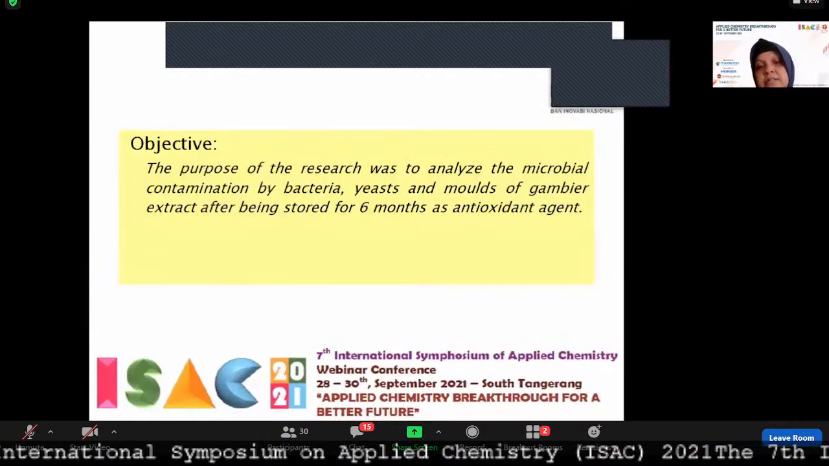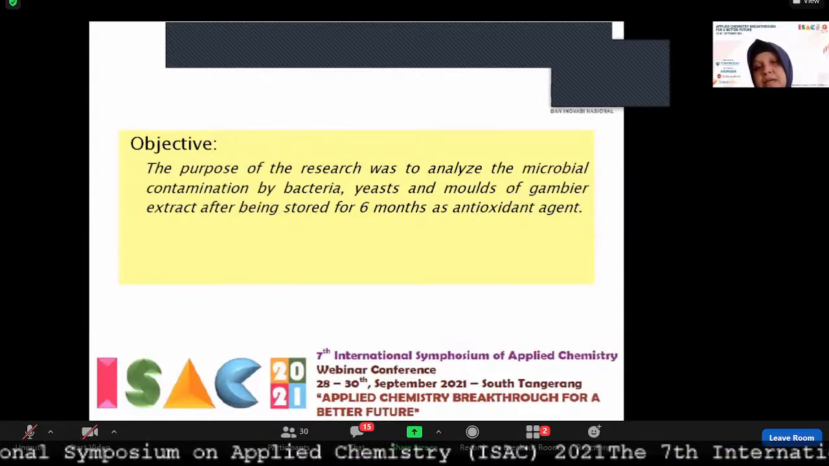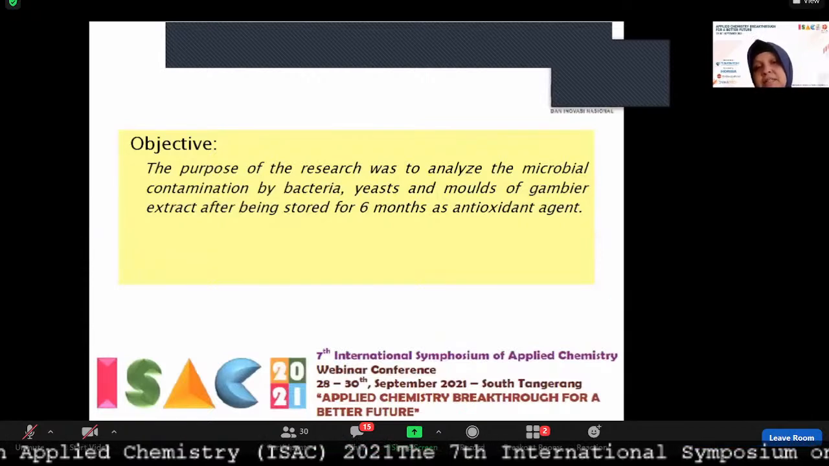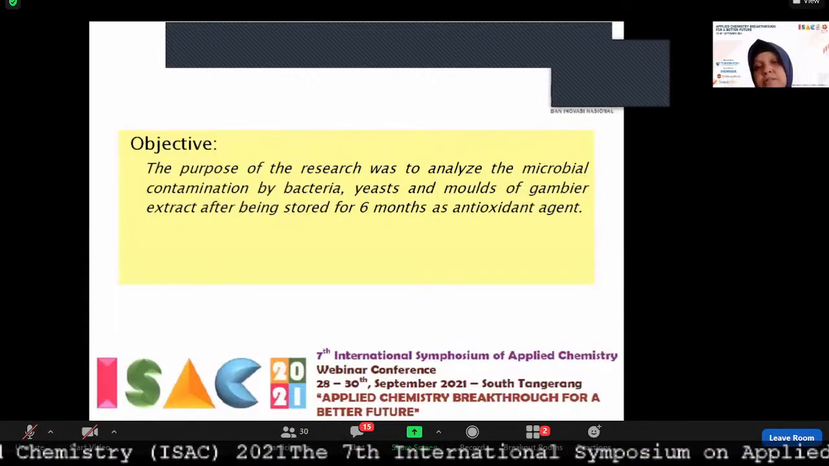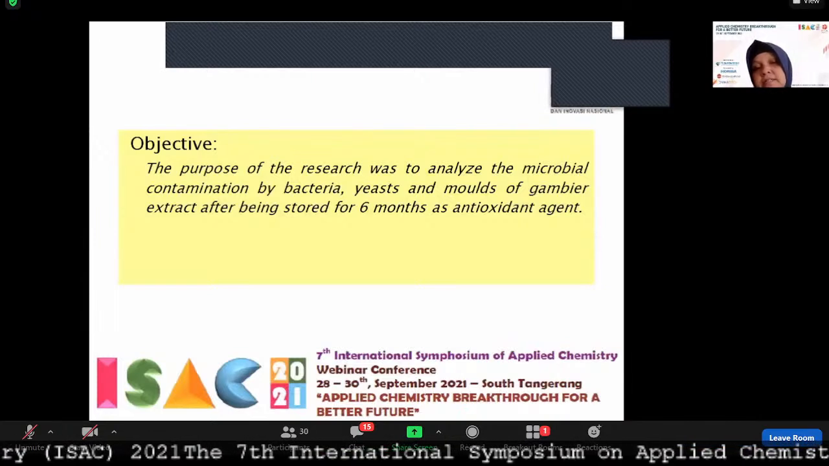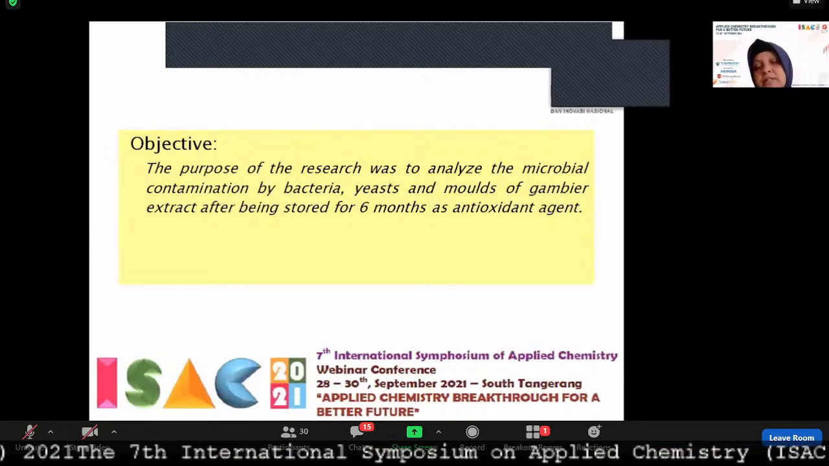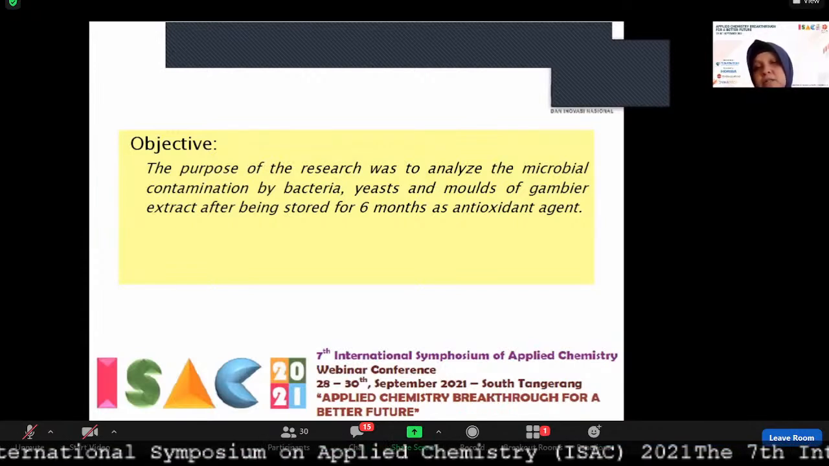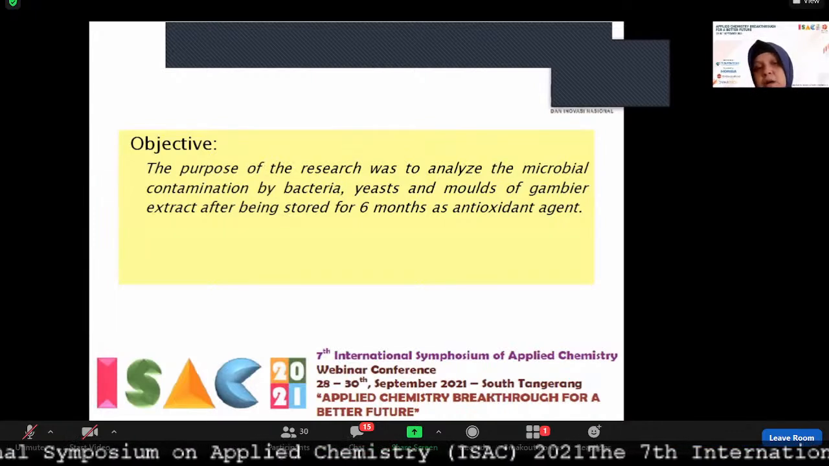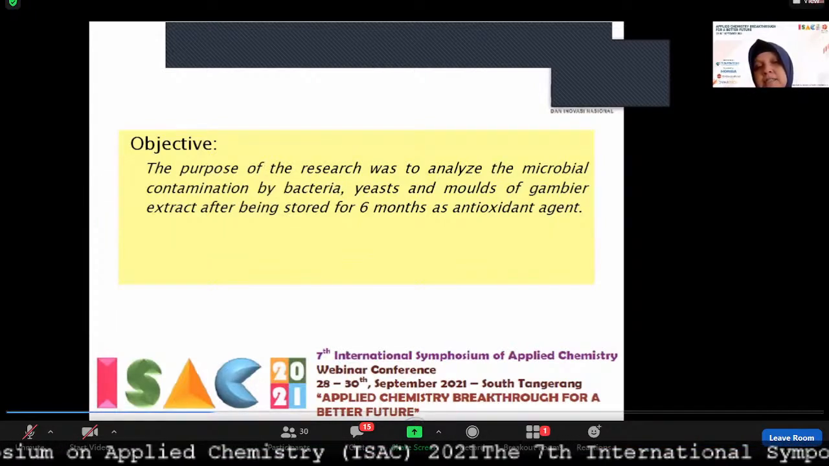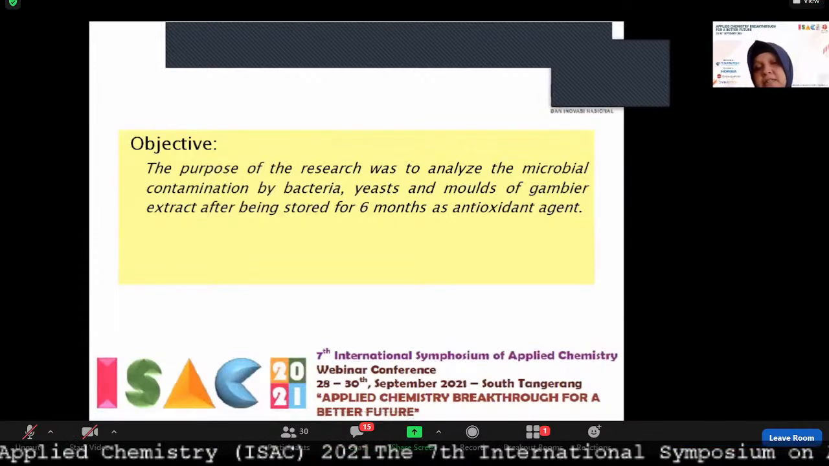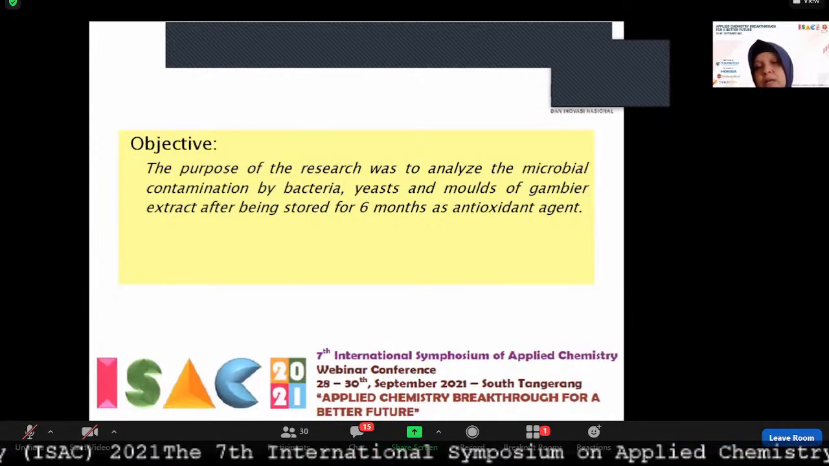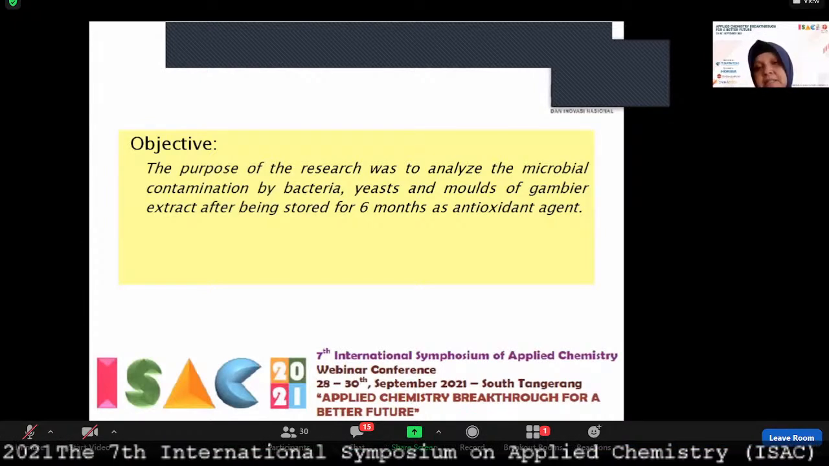The purpose of the research was to analyze the microbial contamination, including contamination by bacteria, yeast, and molds of Gambir extract after the extract was stored for 6 months as an antioxidant agent. The microbial contamination will be analyzed by TPC and TFC assay, and the antioxidant activity of the extract will be analyzed by the DPPH method.